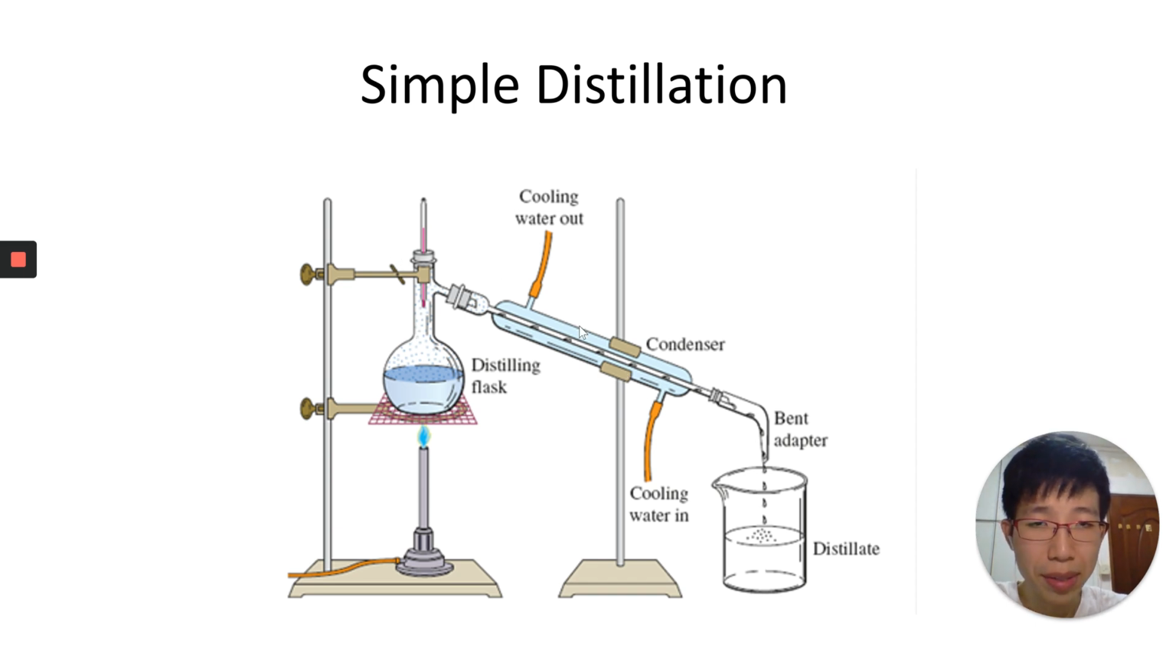This one is a condenser whereby it's used to condense the vapor to liquid, and water goes in from the bottom and exit from the top. And this beaker over here is used to collect the distillate that has been distilled from the solution provided.